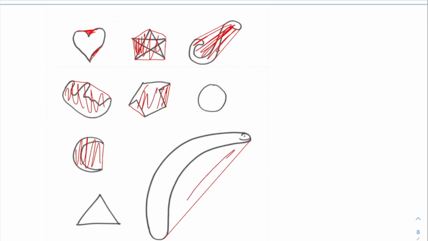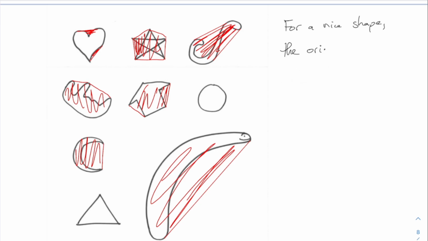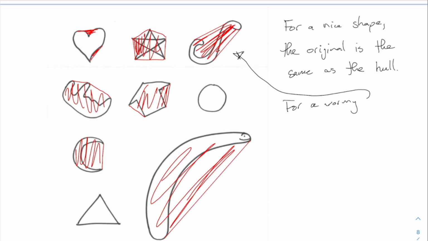All right. Let me just tell you in our remaining one minute, what's the point of all of this? The point is, I will have you notice, for a nice shape, the original is the same as the hull, the convex hull. But for a wormy thing like that one, say, the convex hull is actually much bigger than what you started with, all right?